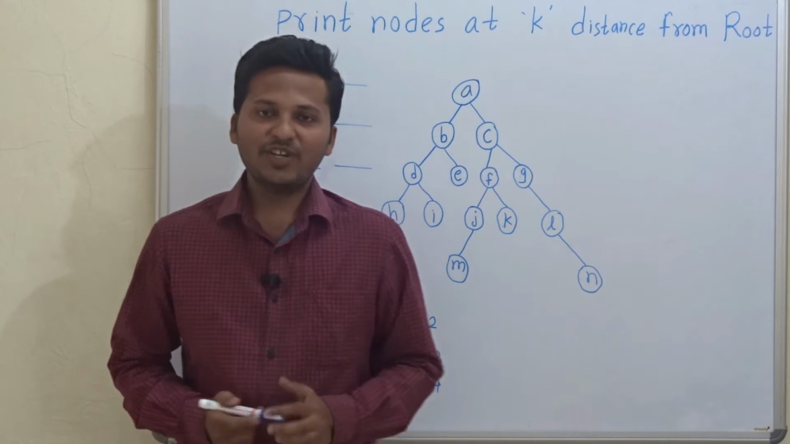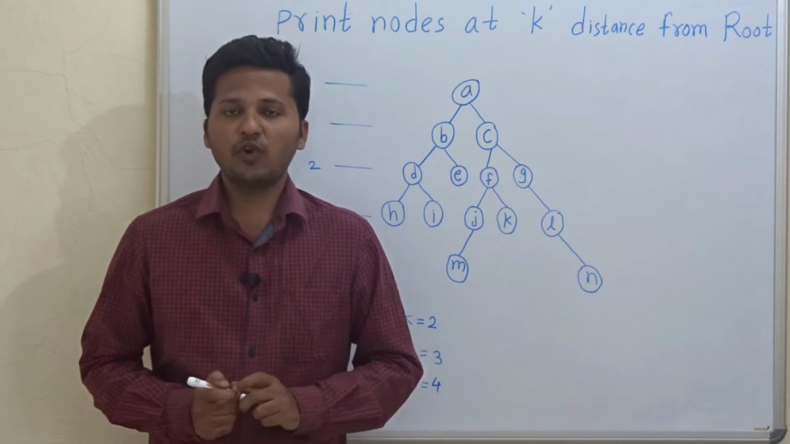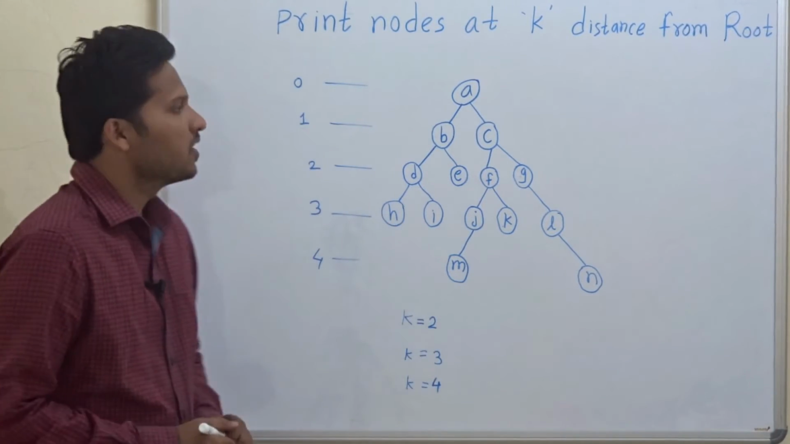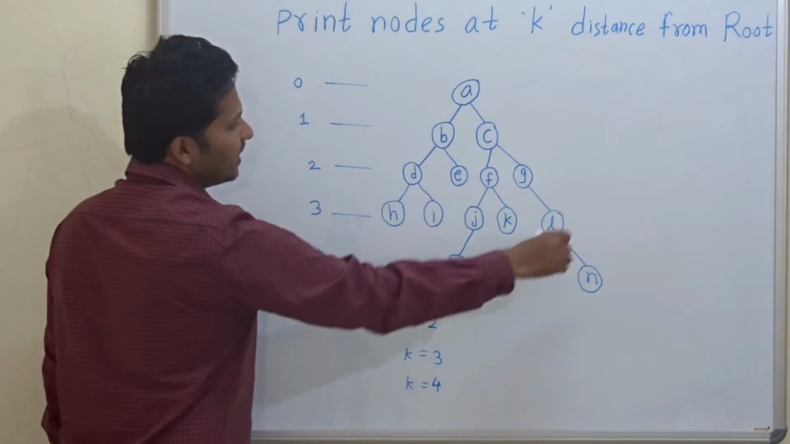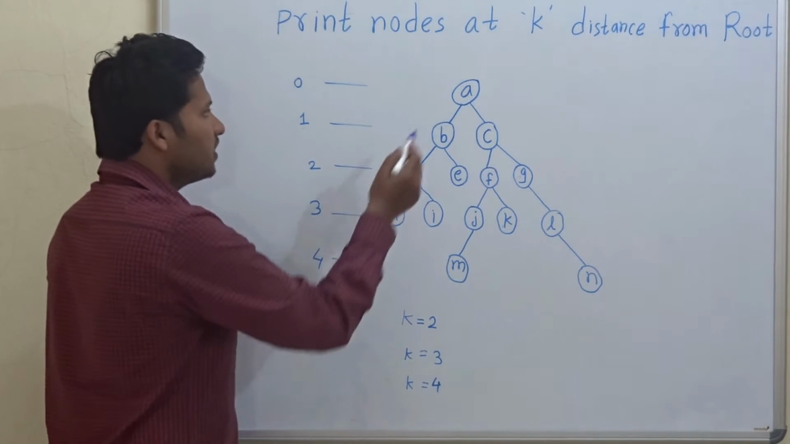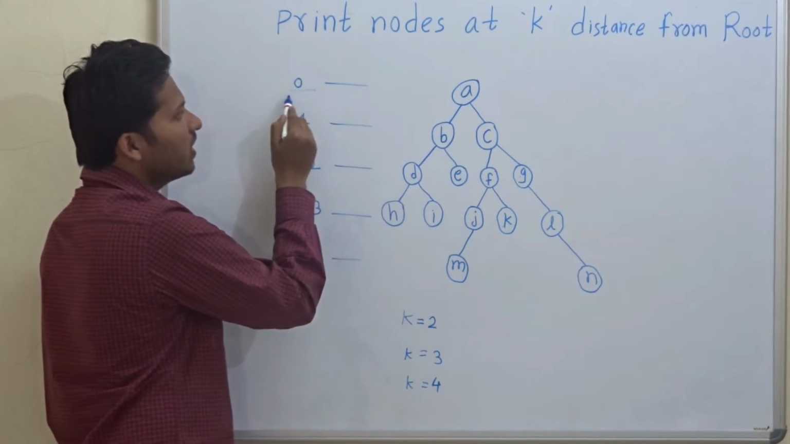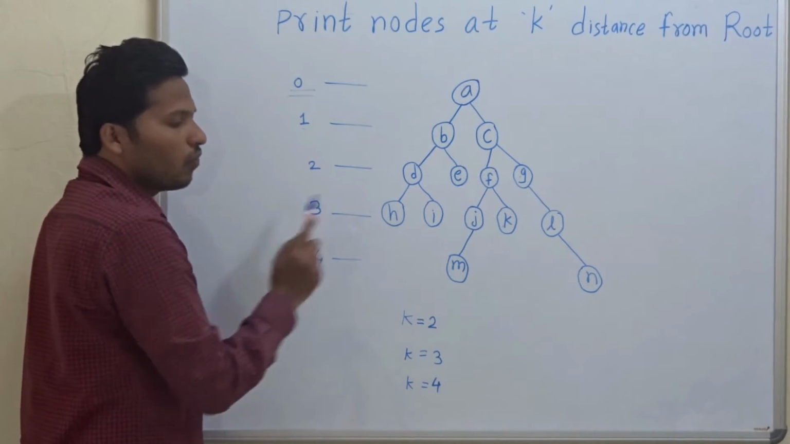Hello friends, today we are going to see how to print nodes at distance k from the root in a binary tree. So let's see an example. This is the binary tree and these are the levels of this binary tree. If we consider the root at the 0th level, then this is the first, second, third and the fourth level of this binary tree.